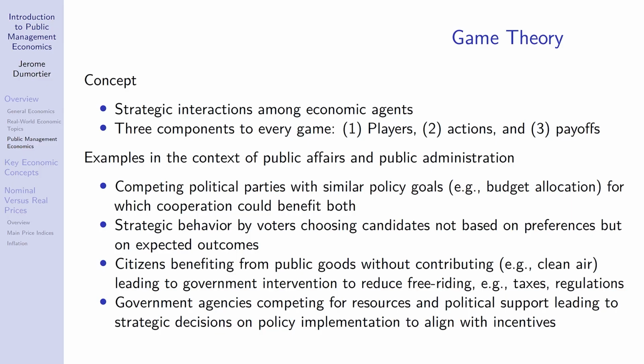In public policy, examples are plenty. Political parties that compete with each other may face a so-called prisoner's dilemma when negotiating budgets. Voters sometimes behave strategically, choosing candidates not because of direct preferences, but based on expected outcomes. Other examples are citizens that free ride on public goods like clean air, requiring government intervention. And government agencies compete for financial resources, shaping how policies are implemented.